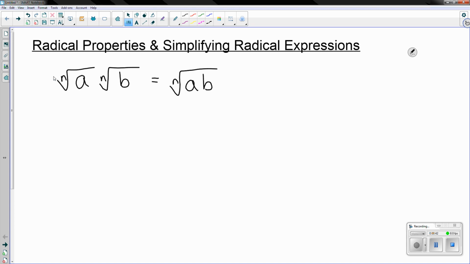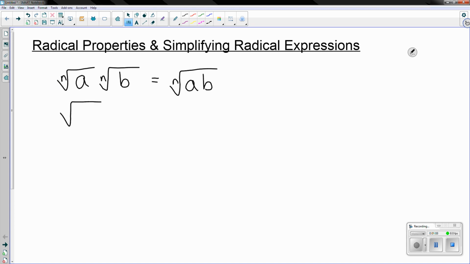Now, working in both directions of this property could be a useful tool. So not only when we see radicals of the same index being multiplied can we combine them into one, but if we have a radical where there are multiple terms underneath it being multiplied, you could split them apart, and that could help you in your simplification process as well. So learning to work in both directions is a useful skill set.